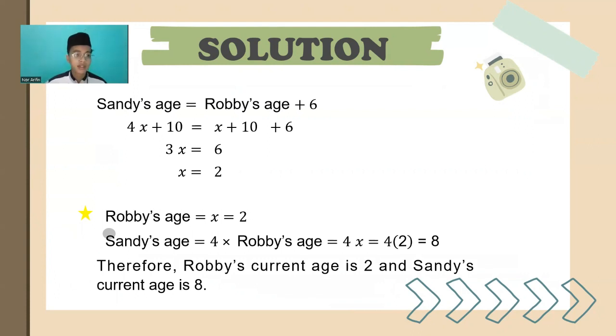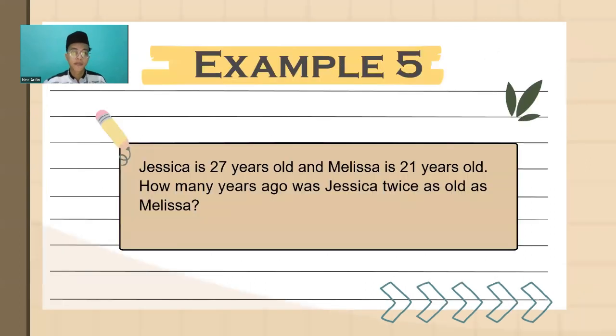And we get 4x plus 10 is x plus 10 plus 6, and we get x is 2. So Robbie's age is 2. Sandy's age is 4 times Robbie's age, so 4 times 2 is 8. Therefore, Robbie's current age is 2 and Sandy's current age is 8.